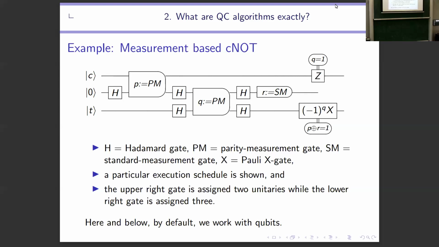Please don't hesitate to interrupt and ask. I'll presume that it's understood. If not, so this is another parity measurement, and this is a standard measurement, computational basis. What is the outcome of the measurement? Like typically the parity measurement spits out one bit, and it collapses onto the subspace corresponding. Exactly. Yeah. Here there are two wires coming out on the right side.